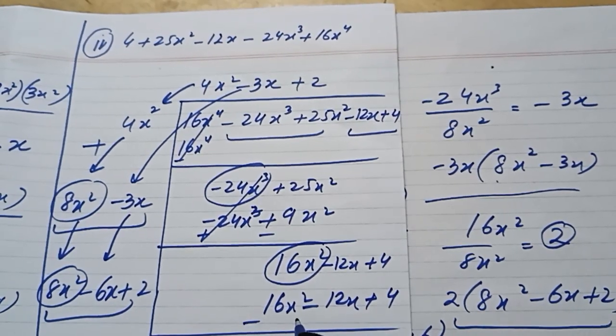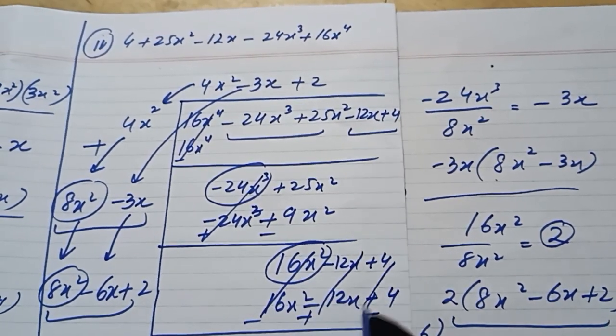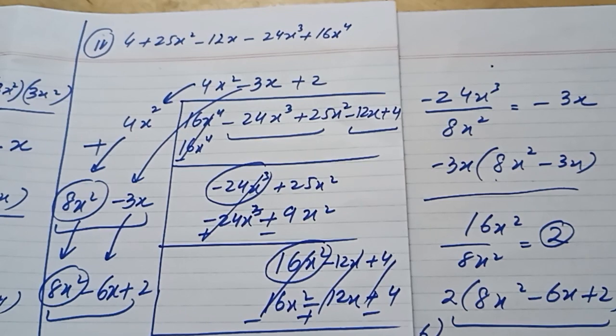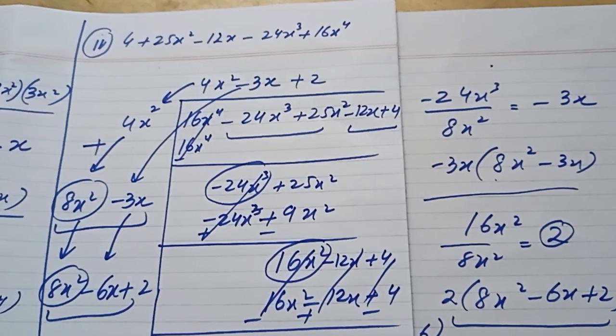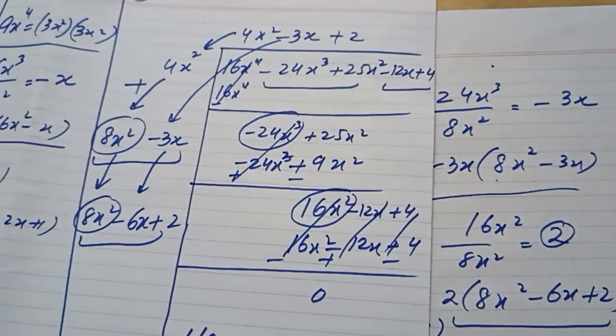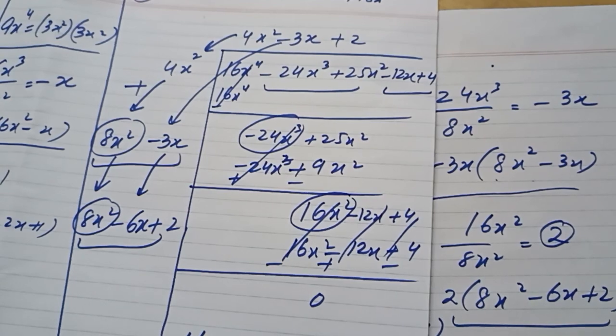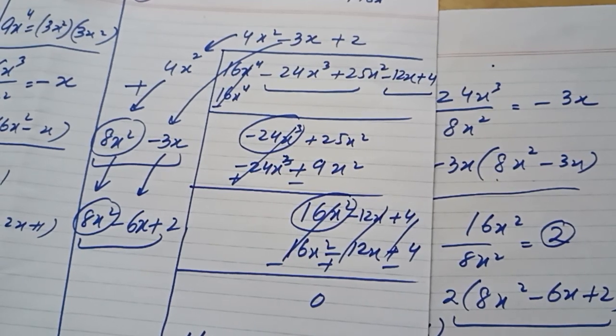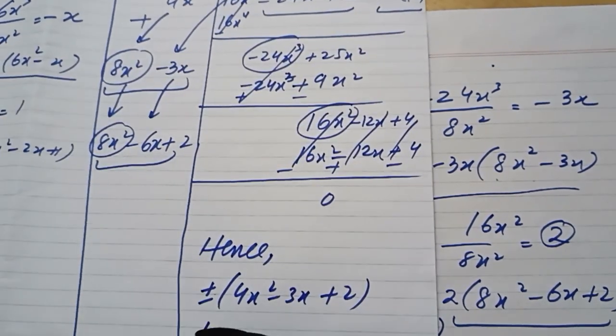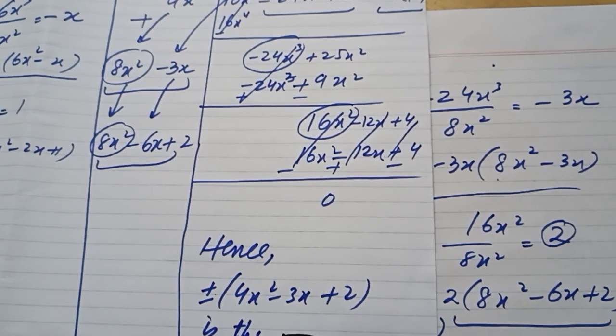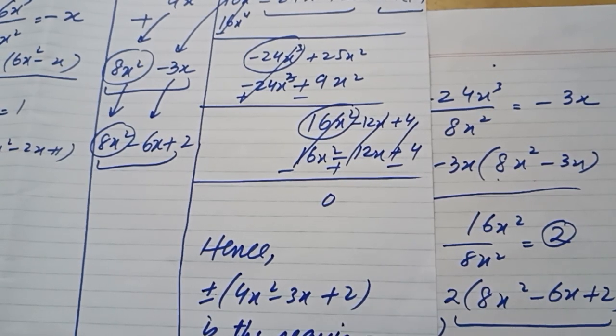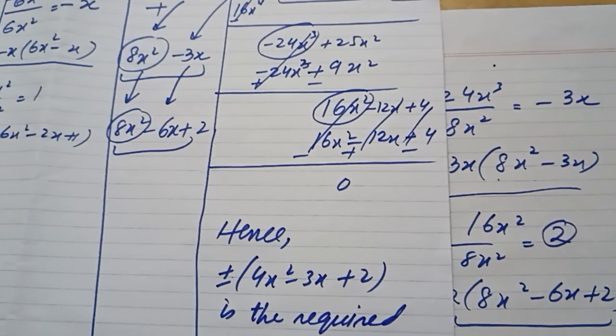Now subtract. Okay, so the remainder is 0. So hence the given answer is plus minus 4x square minus 3x plus 2 is the required square root.